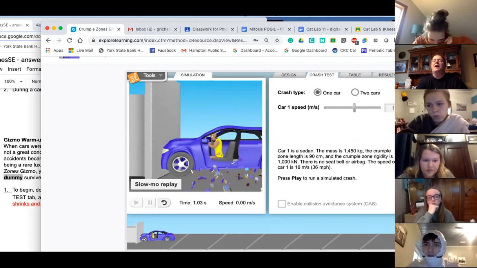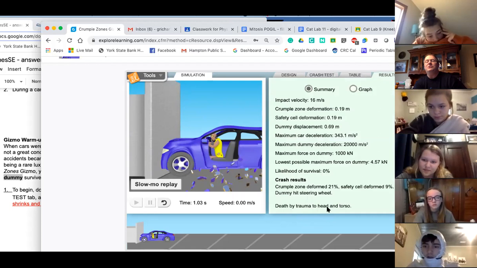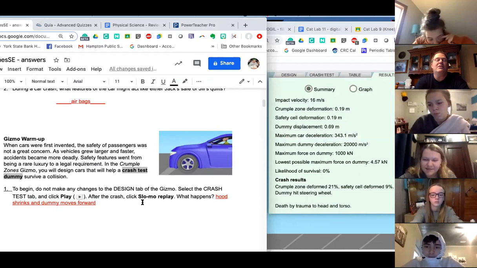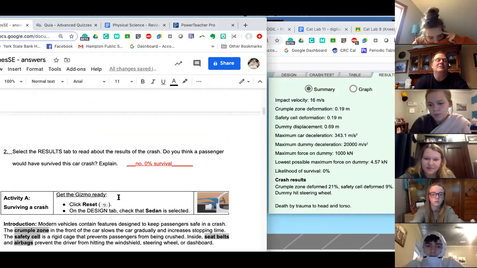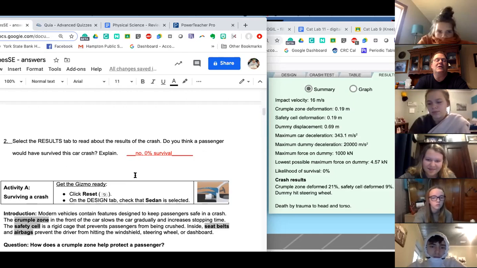And what happens? You can look at results. He's dead. Likelihood of survival, 0%. Dummy hit the steering wheel. Death by trauma to head and torso. You are a monster. So we can see that the hood shrinks upon impact and the dummy moves forward. You can answer that as far as the dummy does not survive. It says there's a zero chance of survival, so not surviving.